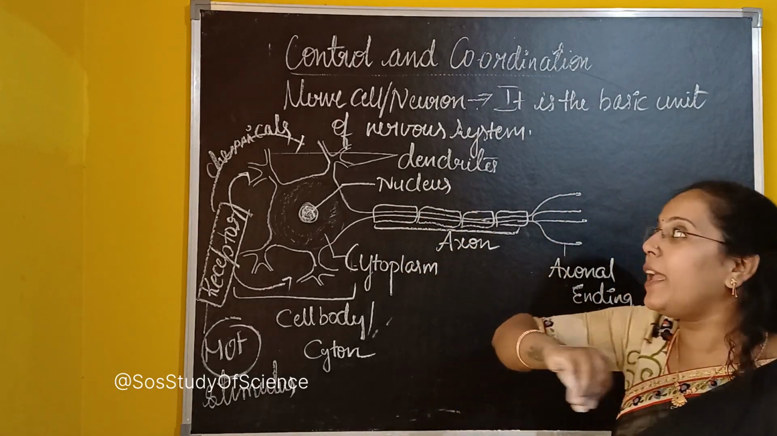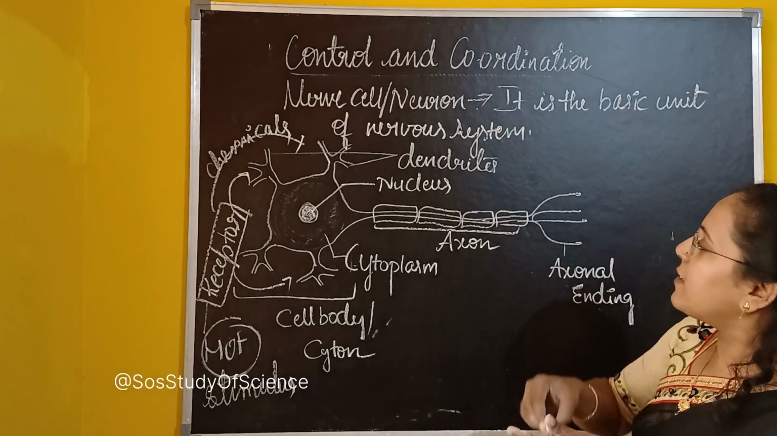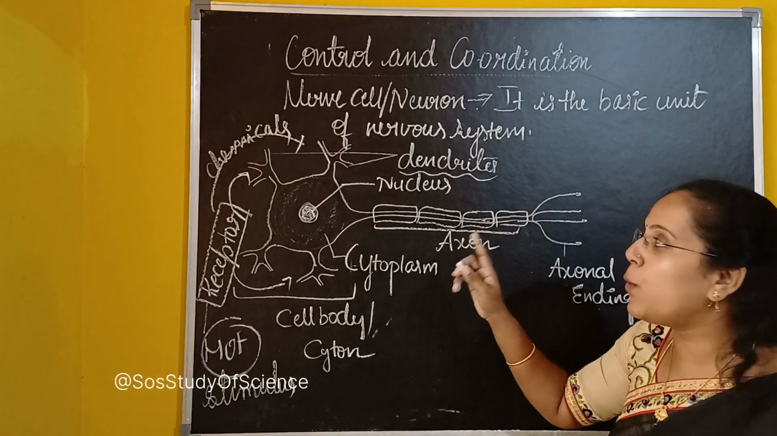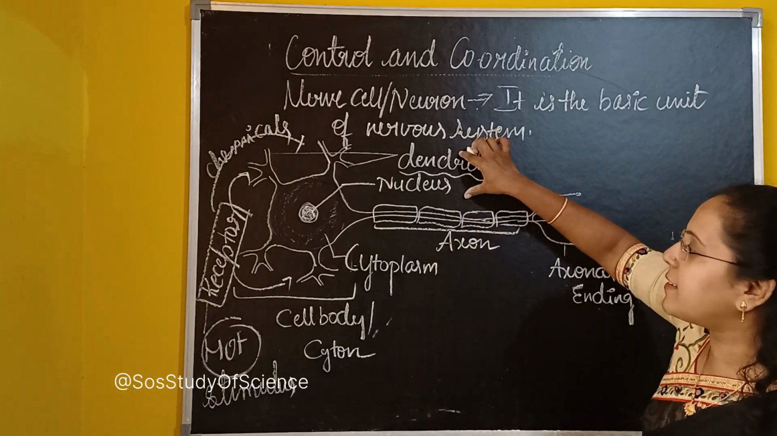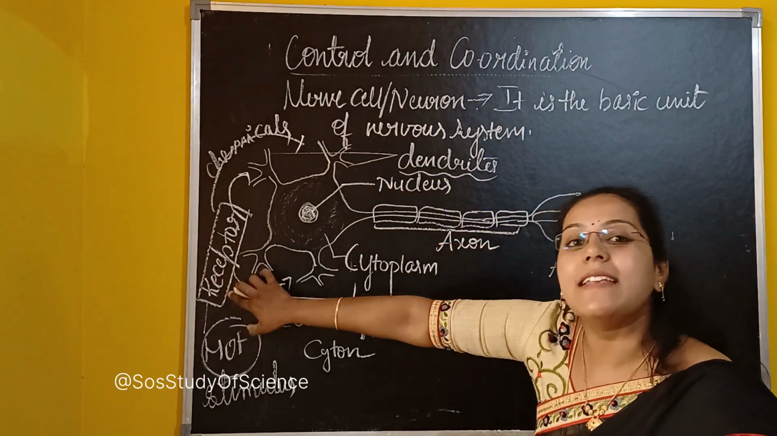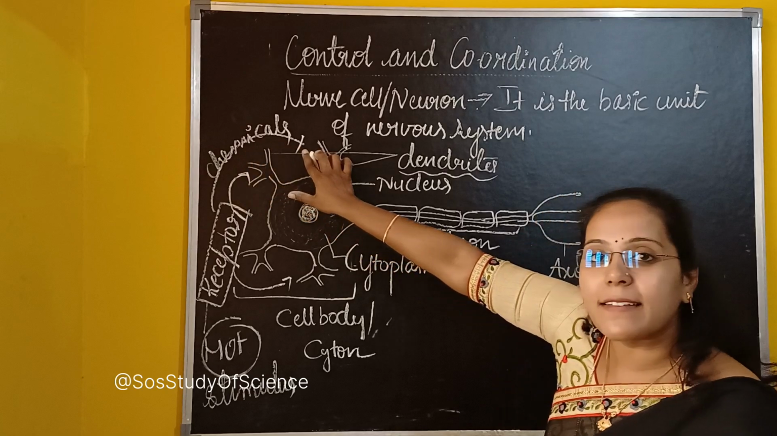What is dendrite doing? Dendrites are the hair-like structures. What is dendrite? It is the hair-like structure. Okay, I will write the notes after explaining this. Dendrites are the hair-like structures. They receive the information from whom? Receptors. In the form of chemicals.